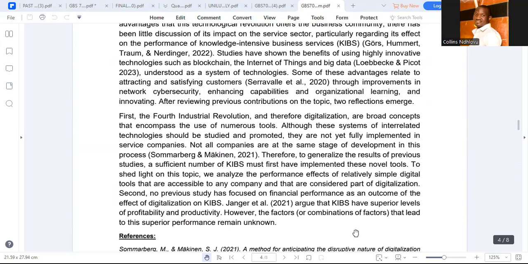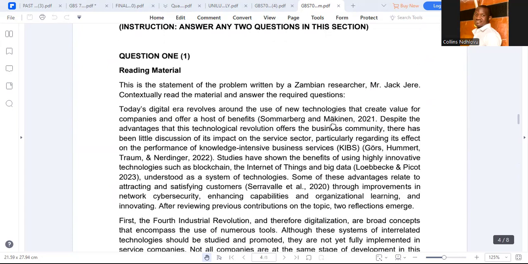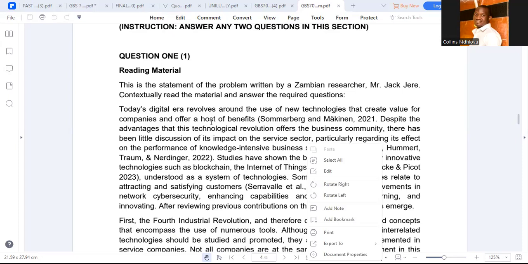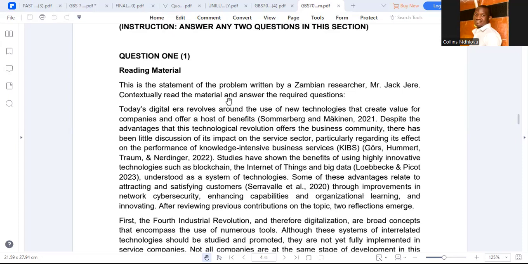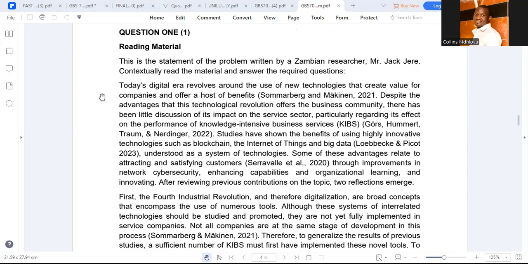All right, so let's look at another question. We're given a problem statement here. This problem statement was written by a Zambian researcher, Mr. Jerry. In today's digital era, it revolves around the new technologies that create value for companies and offer a host of benefits. That's according to Somerville. Despite the advantages that technology evolution offers in the business communication community, there has been little discussion of the impact on the service sector, particularly regarding the effect on performance of knowledge-intensive business services. That's according to Goals of 2022.